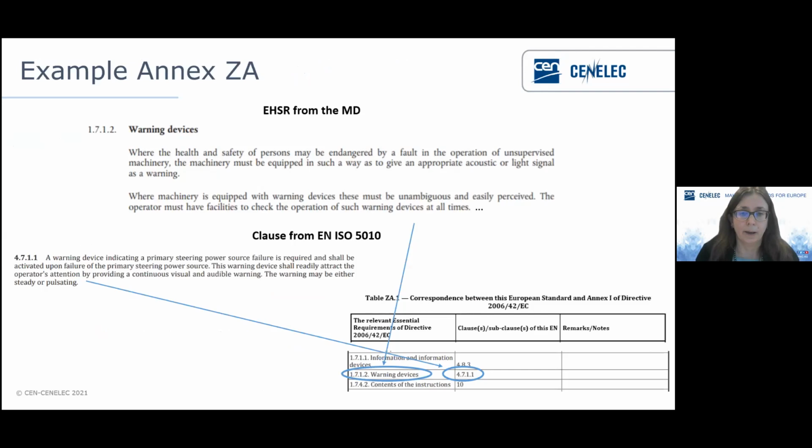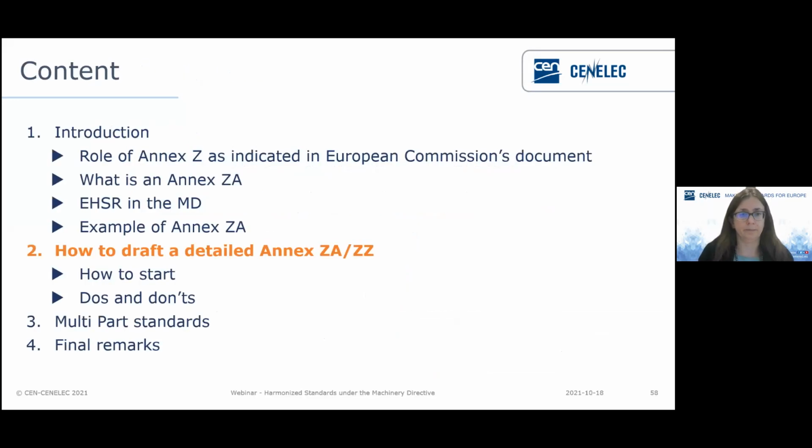This slide shows, on the example of a concrete standard, how the correlation between the essential requirement and the clauses of the standard is made in practice in the informative Annex Z. This example relates to the essential requirement 1.7.1.2 on warning devices. You can see that in the first column of the table, it is necessary to give the number of this essential requirement. So here it is 1.7.1.2, whereas in the second column of the table, you need to give the number of the clause, or of the clauses if there are more, or sub-clauses that address this particular essential requirement. So here it is clause 4.7.1.1. And now I will give the floor to Sara. Over to you, Sara.